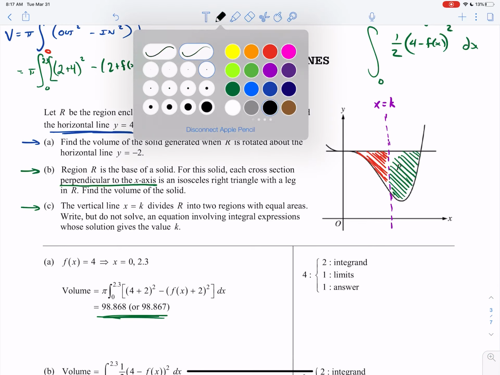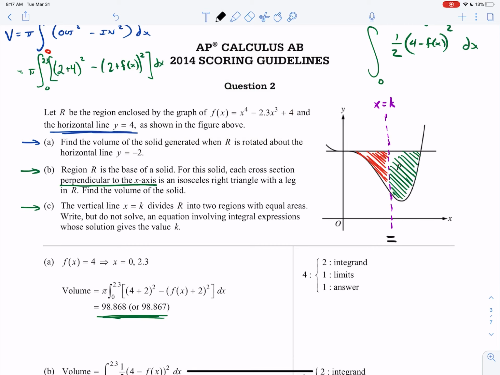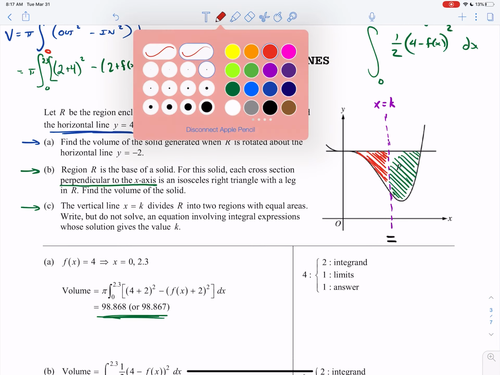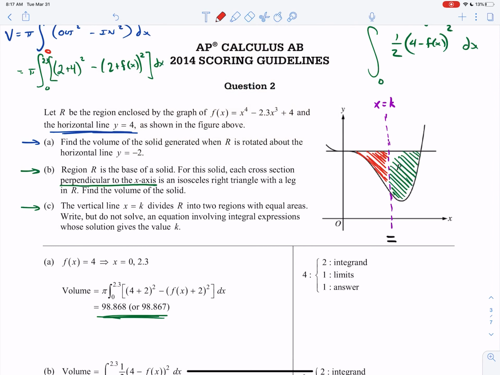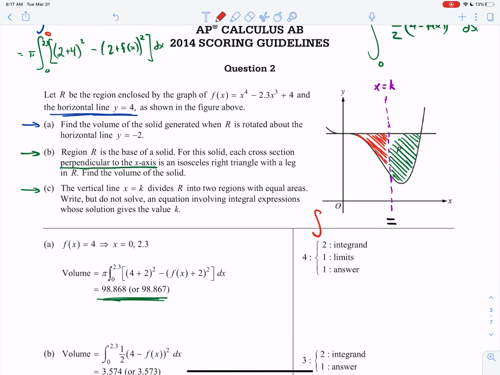Okay, so how do I set this up? If I want them to be equal area, how do I show explicitly what the area of that red portion is? So you would have to integrate top minus bottom. But from where to where? It starts at 0 and it goes all the way to that k value.